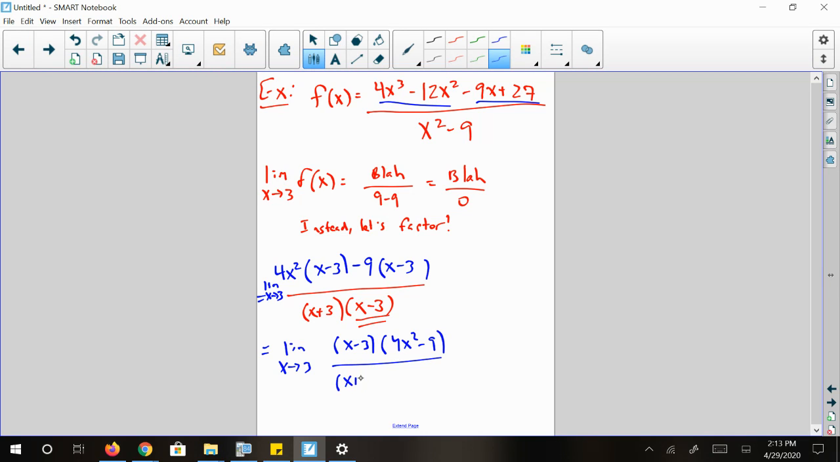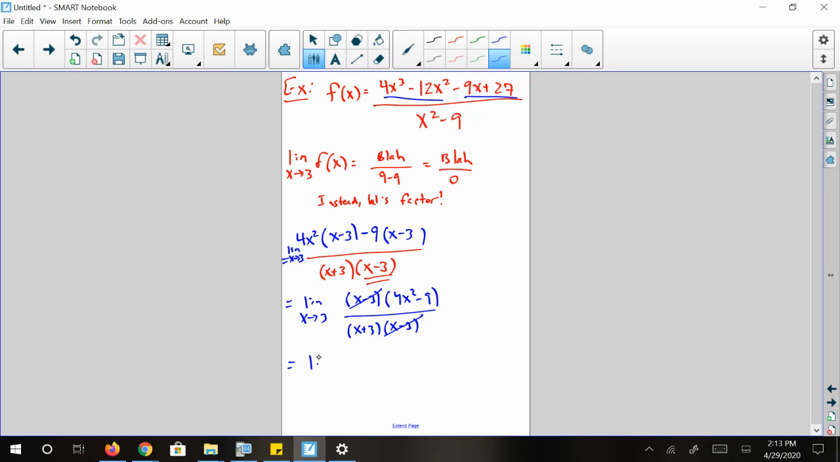We can now do it, and that leaves me with this: the limit as x approaches 3 of 4x squared minus 9 divided by x plus 3. Now, you could factor the top of that a little bit more if you want. There's no need to, though, because at this point, by plugging in 3, I no longer divide by 0. So whether or not the top is factored, I can go ahead and try direct substitution here. 3 squared is 9. 4 times 9 is 36.